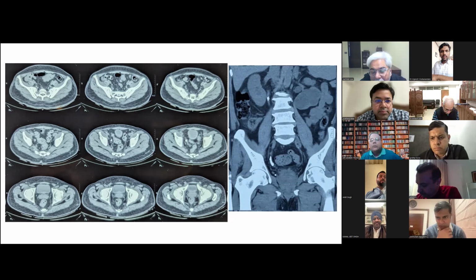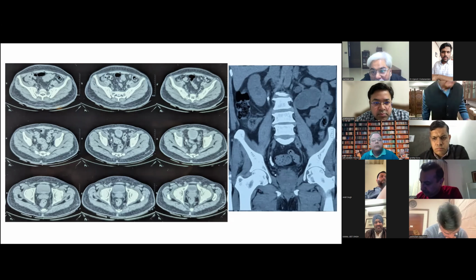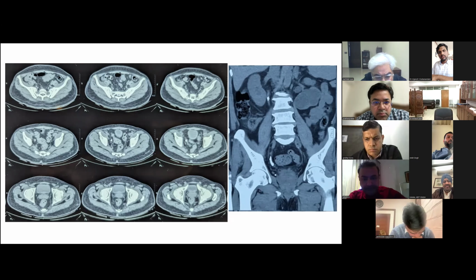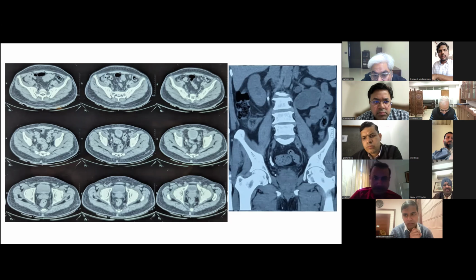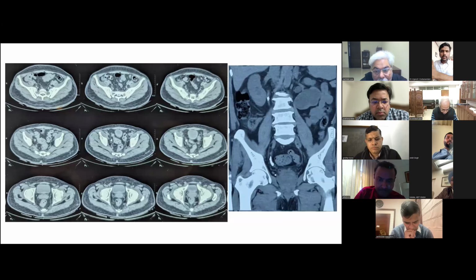So how would you put a PCN on the right side? There is a large stone in the right lower ureter, stone inside the right upper ureter. How do you put a PCN? Right. Do you have any thoughts when you want to put a PCN with respect to management in future? Sir, I would like to take a middle calyceal puncture while putting the PCN.